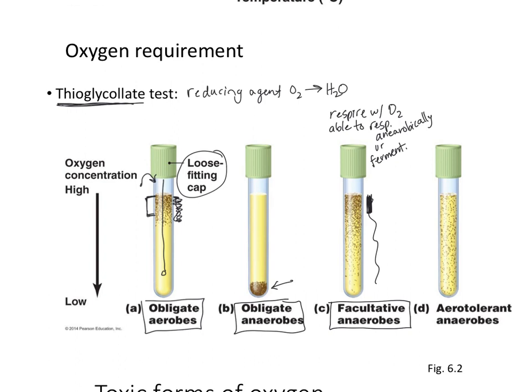And then you could have an organism that's considered an aerotolerant anaerobe. And in reality, it's kind of hard to tell the difference between these two just by looking at the growth, because the theory is there, but in practice it's kind of hard to tell. But an aerotolerant anaerobe is one that does not use oxygen, but is not poisoned by it.